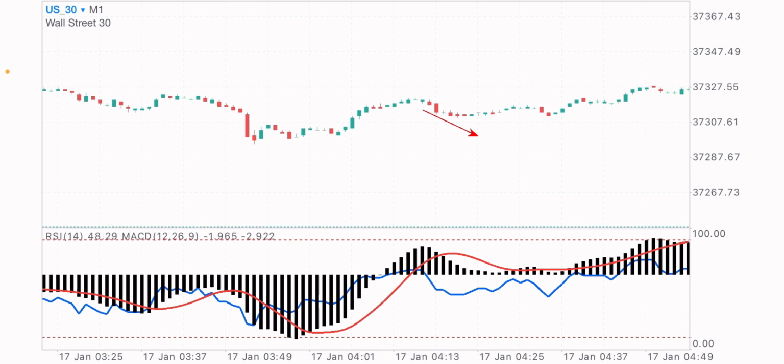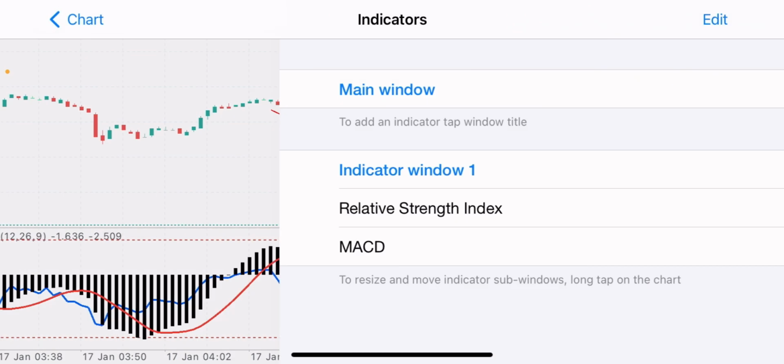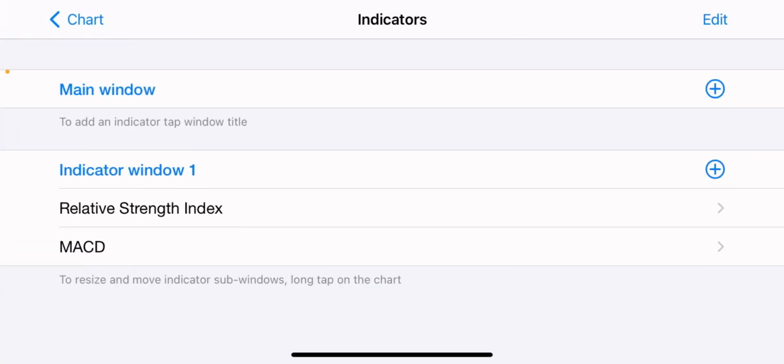Now the second indicator which I'm going to be talking about is the money flow index. The money flow index strategy for trading US30 is an indicator, right? Now, what we're going to do is remove the MACD while leaving the RSI, right?